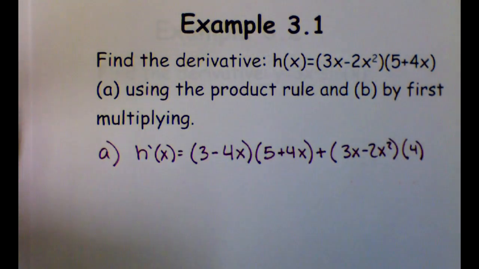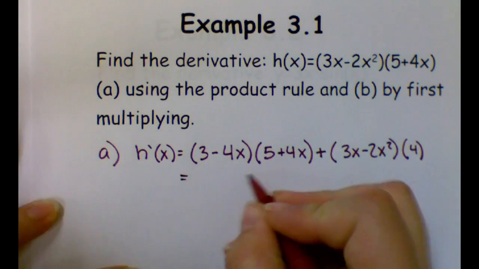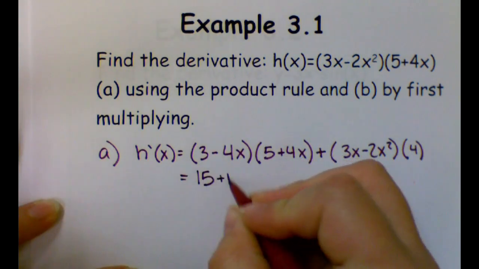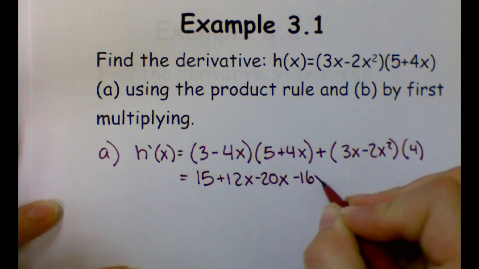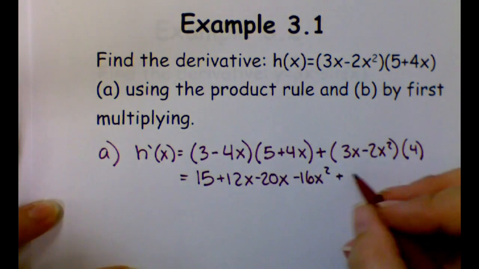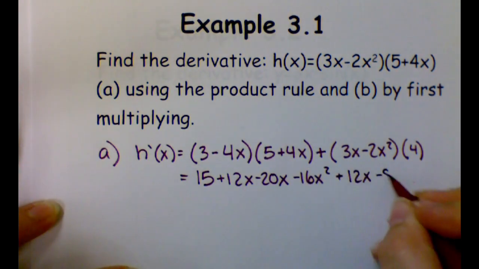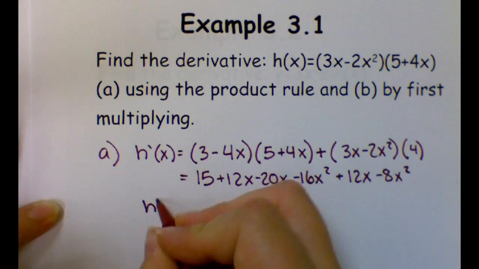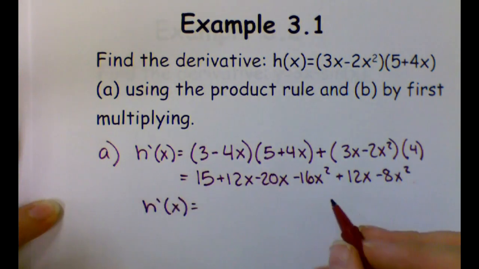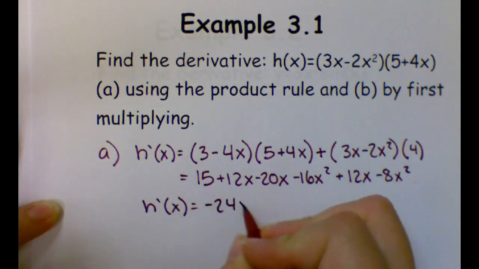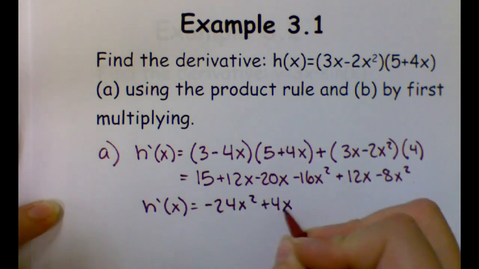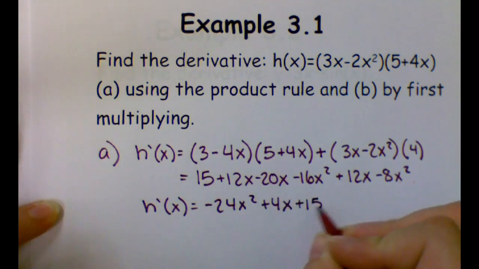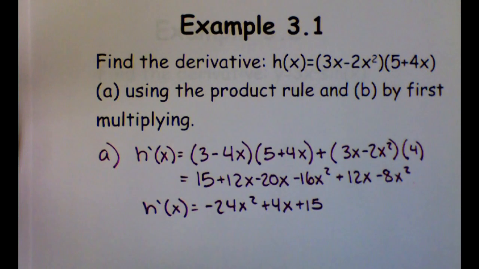Then we would clean this up a little bit. Let's FOIL out this first part. So I get 15 plus 12x minus 20x minus 16x squared. And distribute the 4 here, so I have 12x minus 8x squared. Combine all my like terms, and I end up with negative 24x squared plus 4x plus 15.